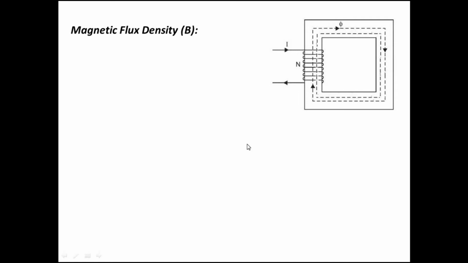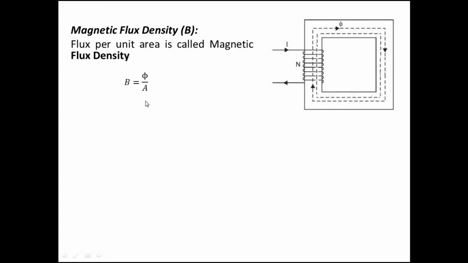Next one is magnetic flux density. Magnetic field lines are flowing through the core material. The magnetic flux density is defined as the flux per unit area. So if the cross-sectional area of the magnetic path is A, we can say B is equal to phi by A, where phi is the flux. The unit will be Weber per meter square, since Weber is the unit of flux and meter square is the unit of area. So B has the unit Weber per meter square.